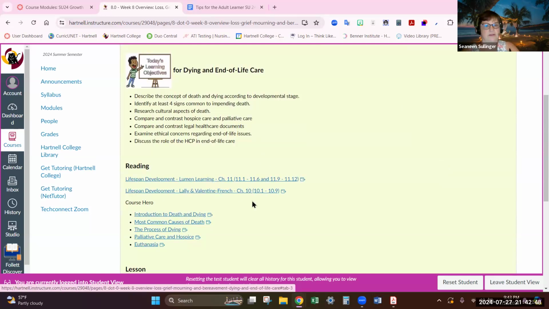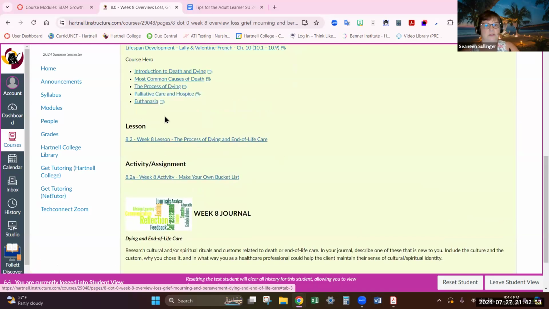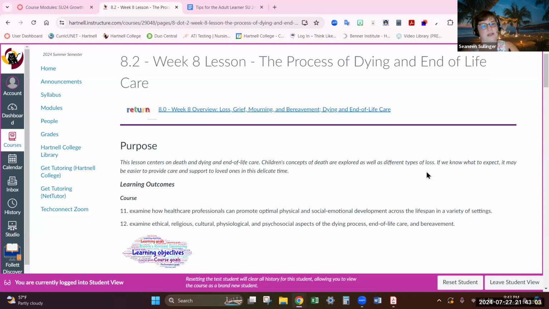And so again, we have our objectives, our reading, the activity, and the journal. And so we're going to go to 8.2, the lesson, centering on death and dying and end of life care. Children's concepts of death are explored. We did look at that in the previous PowerPoint a little bit, as well as types of loss and grief. So some of this may overlap. So hopefully if we can know what to expect, it may be easier to provide care and support loved ones during this time.